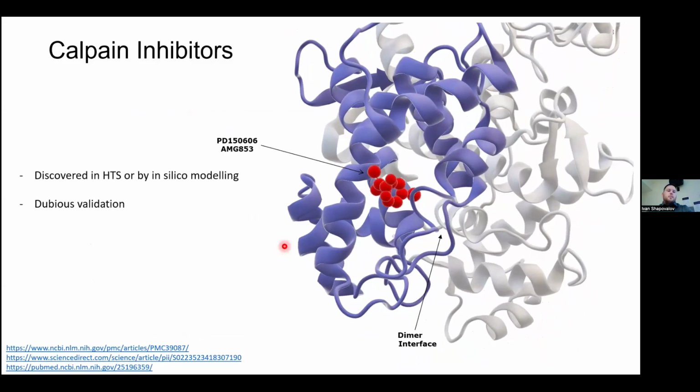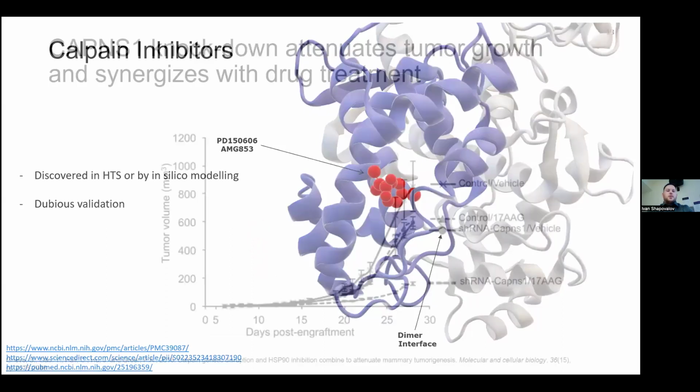Another type of Calpain inhibitors out there is allosteric inhibitors. This kind is mostly represented by these two compounds, PD150606 and AMG 853. The mechanism of action of these two compounds is similar in that they bind in this pocket of the small regulatory subunit, which is on the outside of the dimer interface. These two compounds were discovered by high throughput screening and by in silico modeling, but both of them failed any extensive validation by other groups. So again, to summarize this, there are Calpain inhibitors out there, but they tend to be suboptimal.